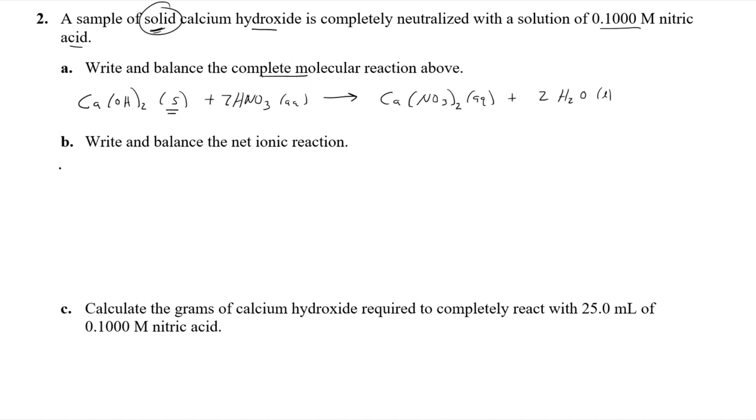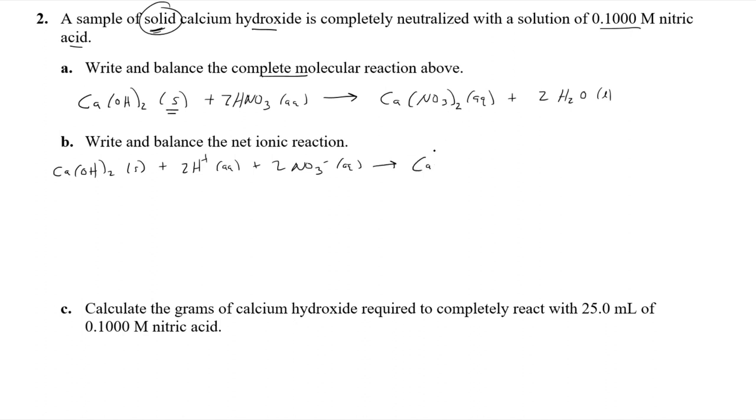Solids are not dissociated. So we got our calcium. We should write it as is, and we keep that solid. And then this is an aqueous strong acid, so we'll have 2 H+'s, right? And that's going to be aqueous plus looks like 2 nitrates. That's also aqueous, right? And that's going to give us an aqueous salt.